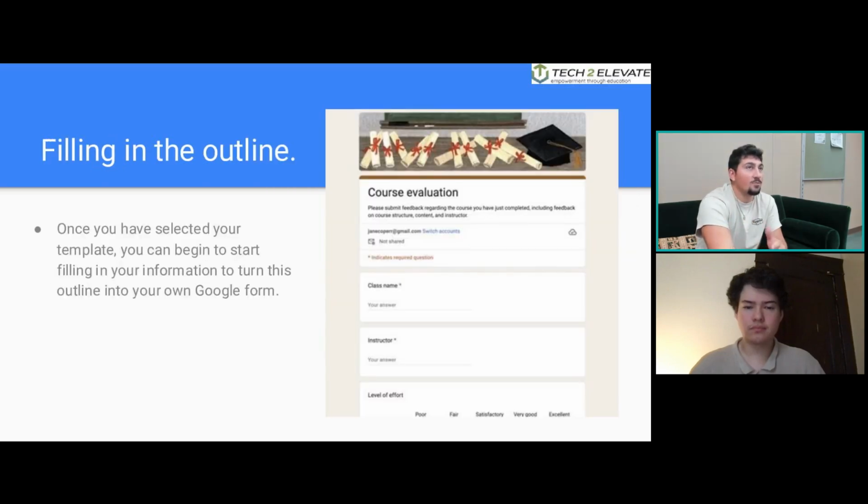After you pick whatever template you want, you can begin to start filling the information out on the Google form. So this is just another example that I found a picture of. This one is a course evaluation. So someone made this form and they put class name, instructor, and this is what the people you're sending this form to, this is what it will look like for them to fill in. They answer there. You will be putting the questions in.